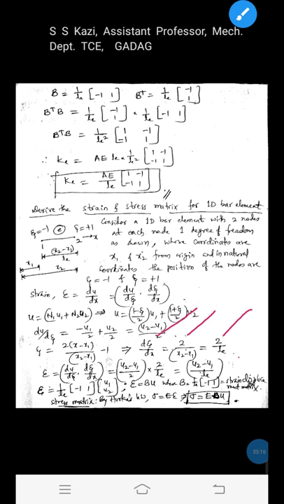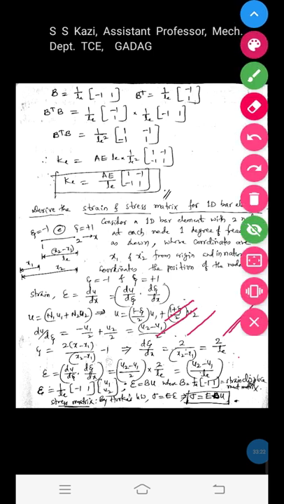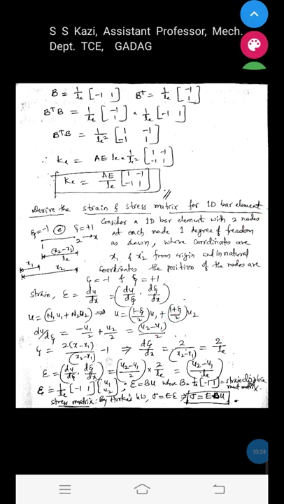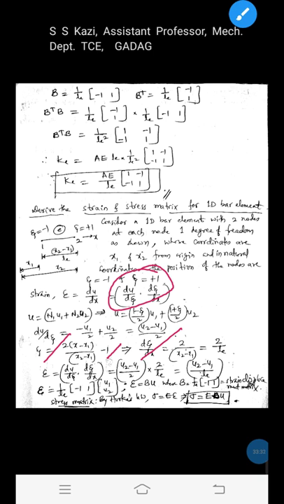Now d zeta by dx we got 2 by Le, and du by d zeta is (u2 minus u1) by 2. Now let us find the strain. Strain is equal to du by d zeta into d zeta by dx. Let us substitute du by d zeta, (u2 minus u1) by 2, into d zeta by dx, which is 2 by Le. If you multiply, the 2 gets cancelled and you get strain is equal to (u2 minus u1) by Le.